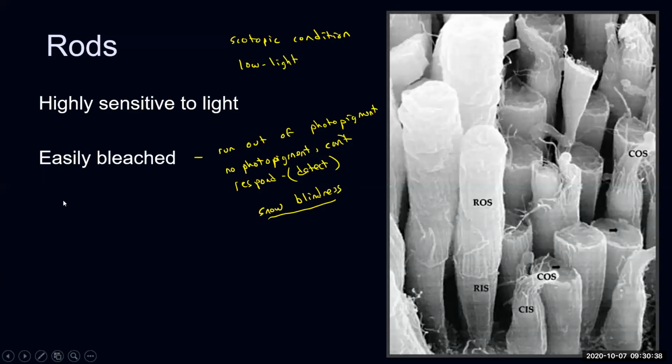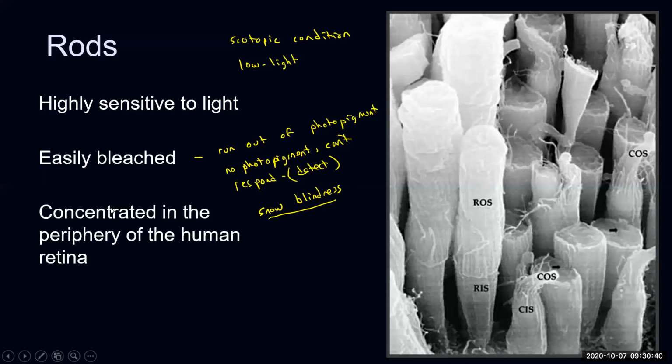So rods are easily bleached. These are concentrated in the periphery of the human retina. You don't have any in your fovea. So again, I told you about this star, right? You might see it in your peripheral vision. The moment you look at it, it's gone. That's because of the arrangement of rods and cones. These have no color information.